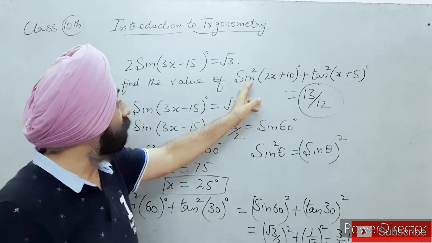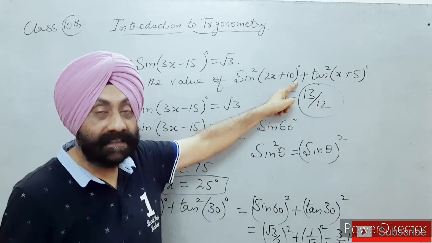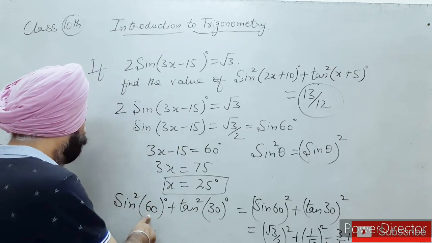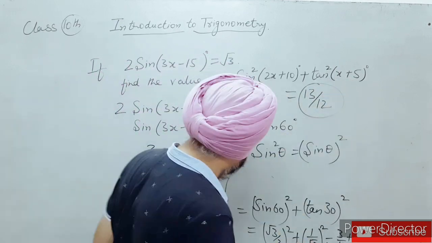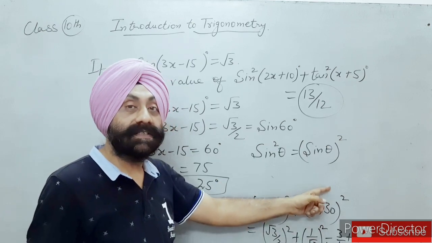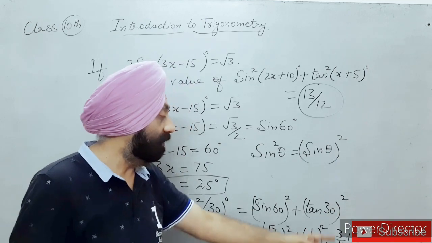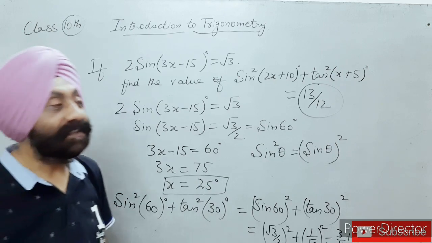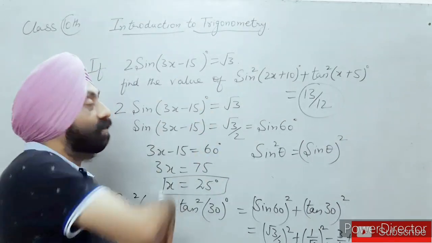So I need the value of this expression. So 2 into 25, 50, 50 plus 10, 60. I get sine square 60. Sine square 60 is nothing but under root 3 by 2 whole square. Tan square x plus 5, 25 plus 5, that is 30 degrees. Tan 30, 1 by under root 3, is squared. I get 1 by 3. So take the LCM, 9 plus 4, 13. 13 by 12 is the required answer. Again I am saying, remember those tables, remember those identities. They will help you in solving the problems.